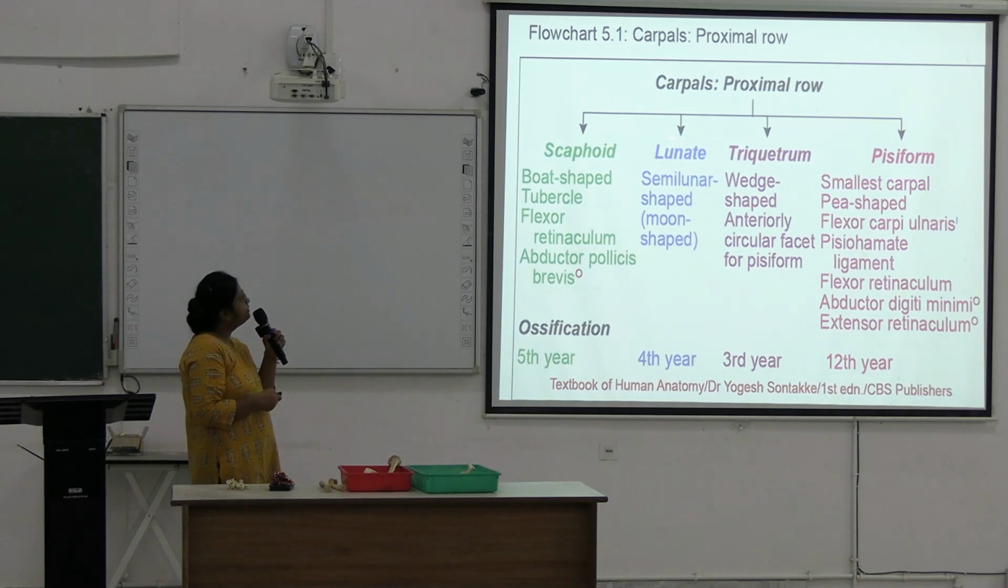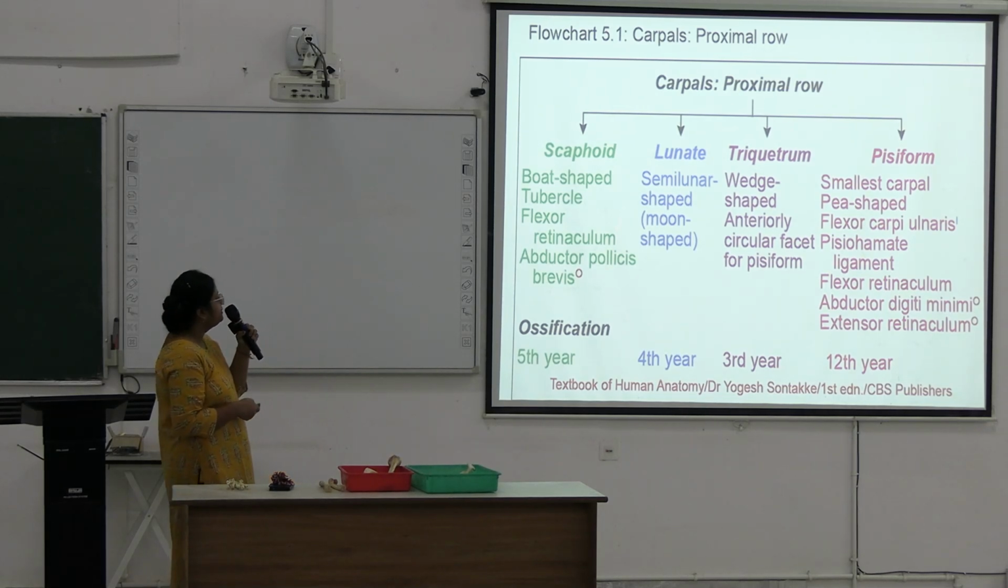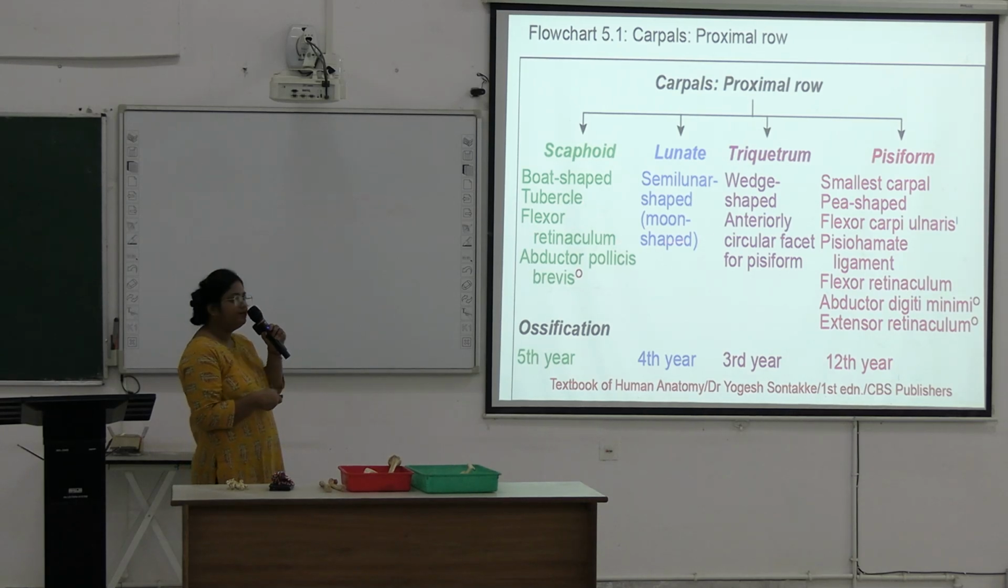So these are the bones of the proximal row. We are summarizing these bones. So scaphoid is boat-shaped. It has a tubercle and it gives attachment to the flexor retinaculum. Abductor pollicis brevis origin occurs from here. And lunate, it is a semilunar-shaped bone, that is moon-shaped. Triquetrum is wedge-shaped, anteriorly a circular facet for pisiform. And pisiform is the smallest carpal bone, pea-shaped.